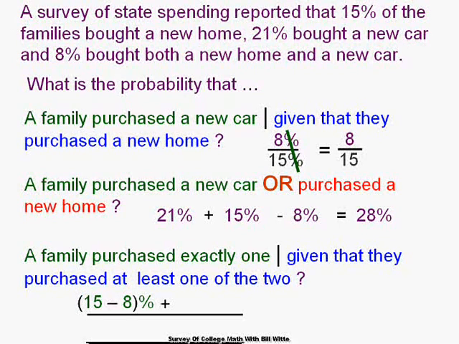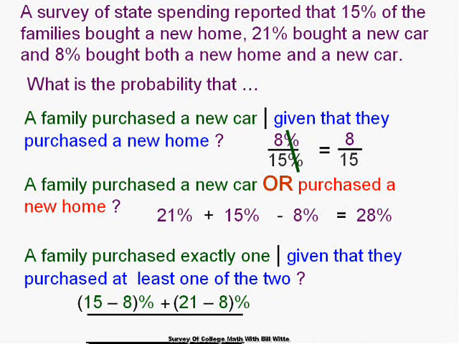The probability that they purchased exactly just a house is going to be 15 minus 8. Now, why do I say 15 minus 8? Well, 15% of them bought a new home. 8% of them bought both. So if I subtract 15 minus 8, I'll get the ones that bought a new home but didn't buy both. In other words, they only bought a new home. So I'll add that to 21 minus 8. Now, why 21 minus 8? Well, 21% of them bought a new car. 8% of them bought both. So if I want the ones that only bought a new car, it would be 21 minus 8.